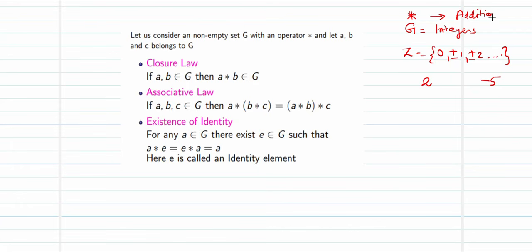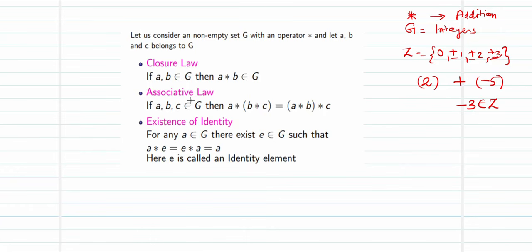So if I am taking addition as the binary operation, the first element, this is the second element, I do the binary operation, which is going to be our addition. What happens to 2 plus minus 5? It leads us to minus 3. Does minus 3 belong to the set of integers? Yes. So we can say that the closure law is true here.